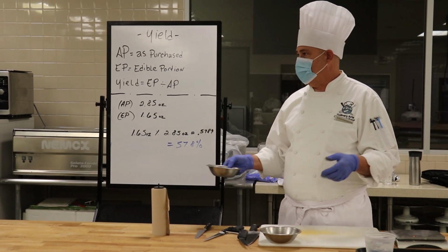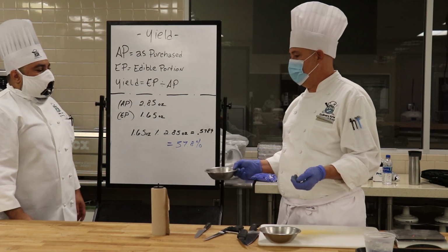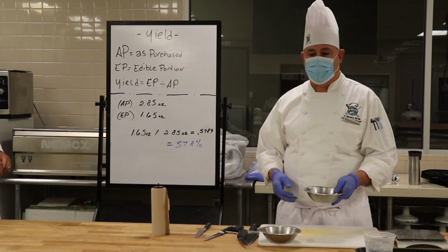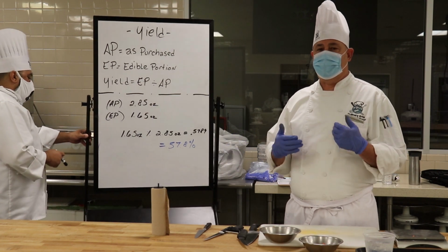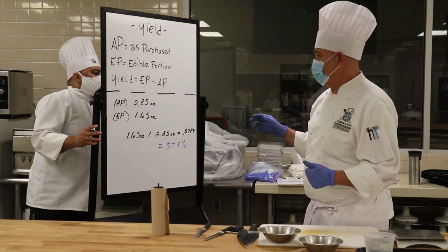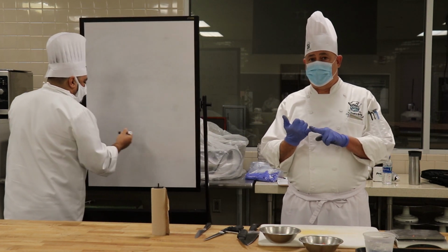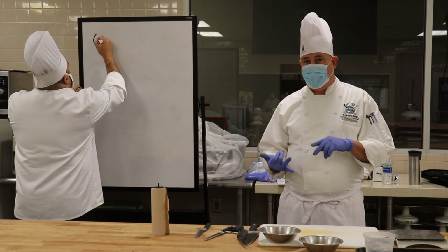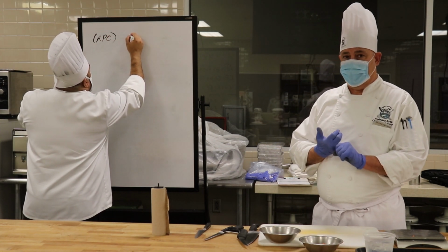So, Chef, what do Roma tomatoes cost? 99 cents a pound at Albertsons, right? Absolutely. So let's say 99 cents a pound. How do we get to the EP cost on this? So we're going to look at AP cost, which is 99 cents a pound, with a yield of 57.8.